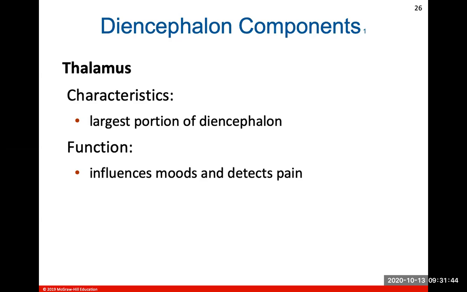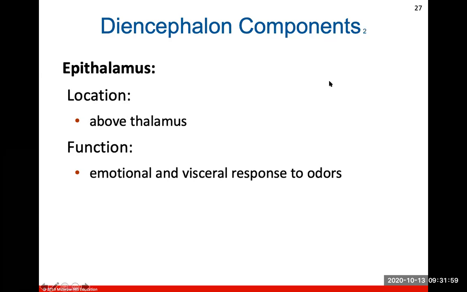We sometimes call the thalamus the major relay station for all sensory information. All sensory information gets sent to the thalamus, and the thalamus kind of moves on that sensory information to the exact part of the brain that it should go to.